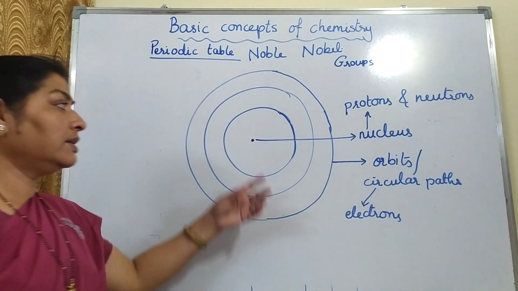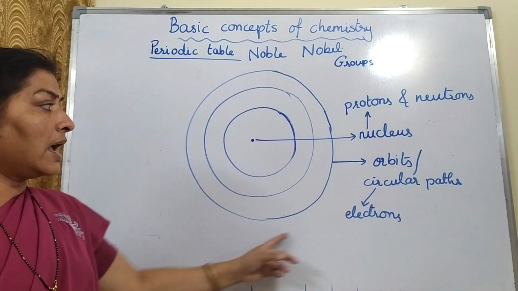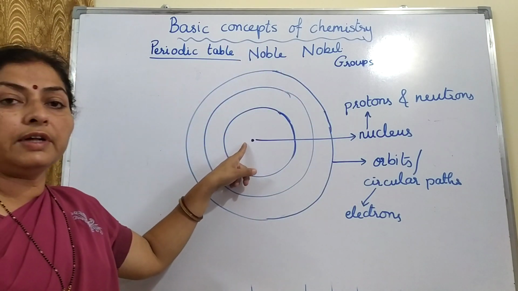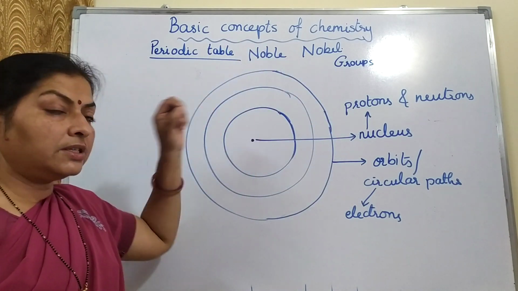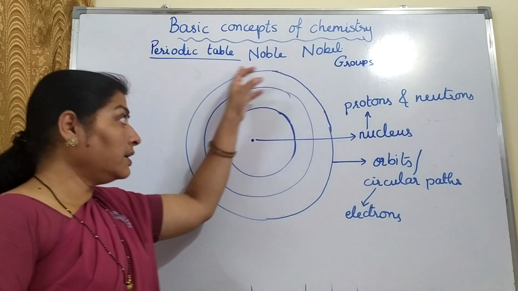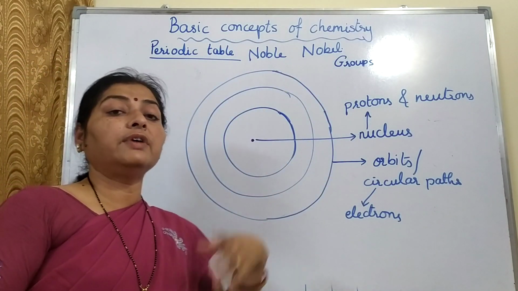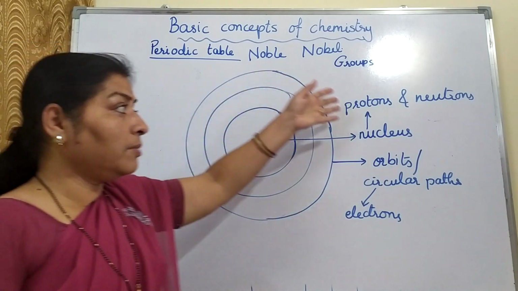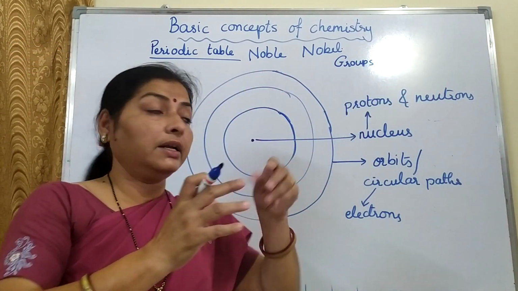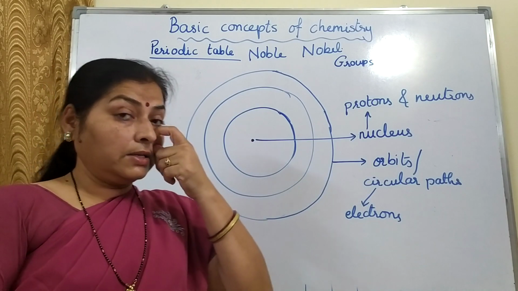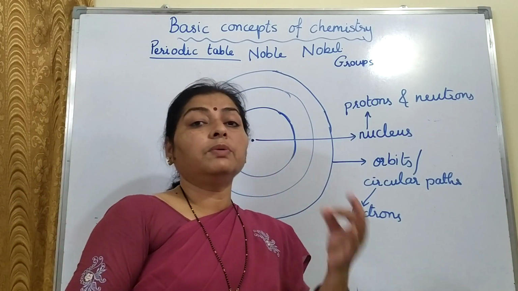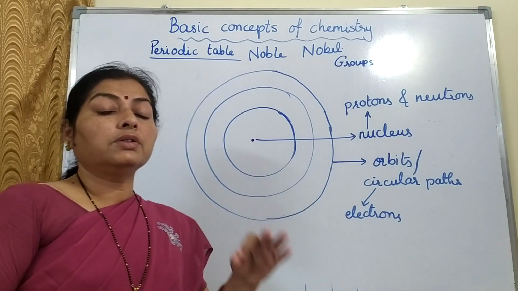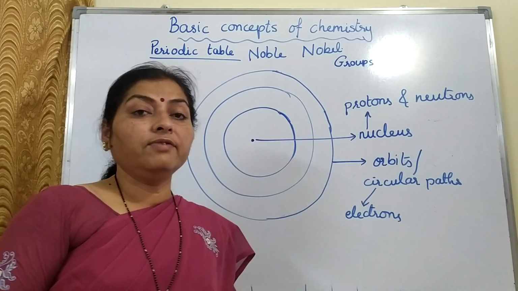Now you can see the difference in the size of the atom and the nucleus of the atom. The nucleus of the atom is very small, and the size of the atom is very big as compared to that of the nucleus. The nucleus is carrying protons and neutrons all together inside this small volume. So you can think about the size of the protons and neutrons, how small they will be.